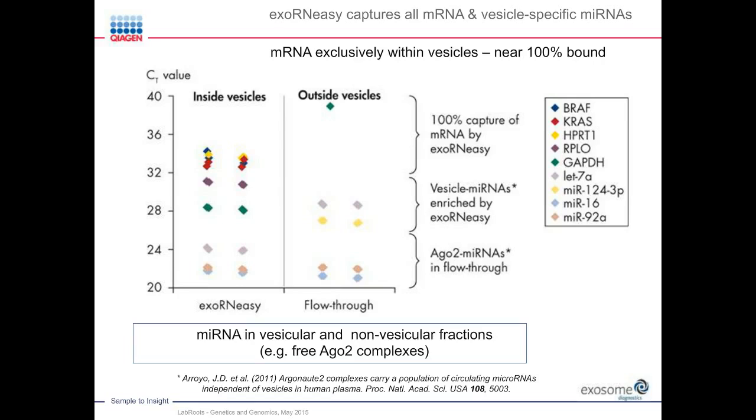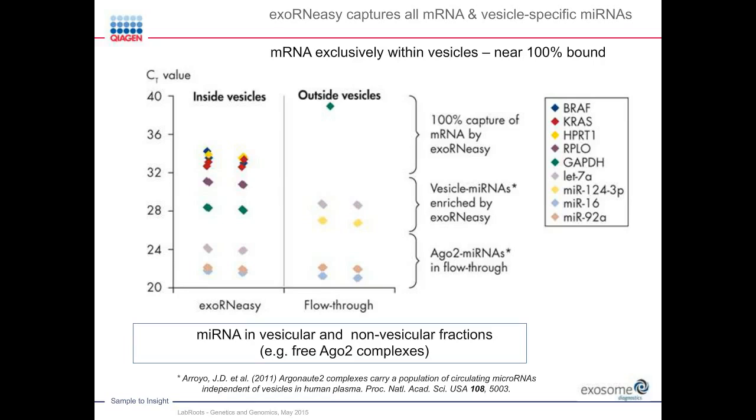First of all, the lighter shade diamonds are 4 different microRNAs. And for this analysis, we looked at microRNAs that were previously described in a paper that is referenced below the graph by Arroyo et al. They did some profiling of microRNAs that are in vesicles or not in vesicles in plasma. And we chose 2 that, according to that study, are primarily outside of vesicles, miR16 and miR92A, and 2 other microRNAs that were reported to be mainly inside vesicles.